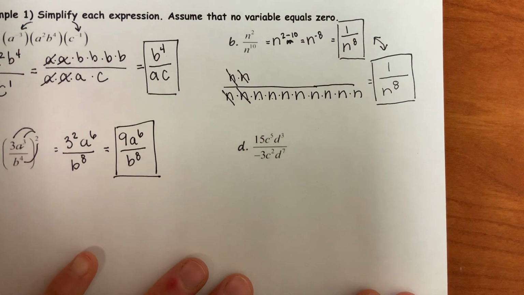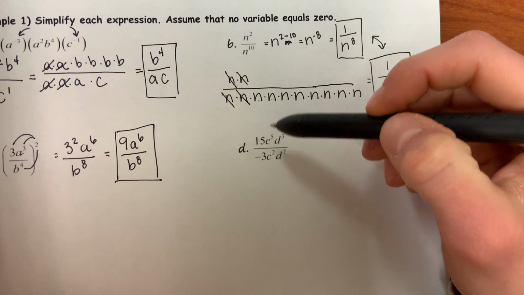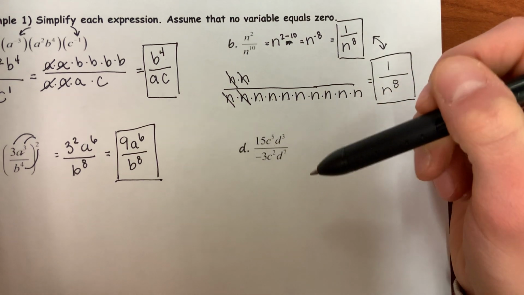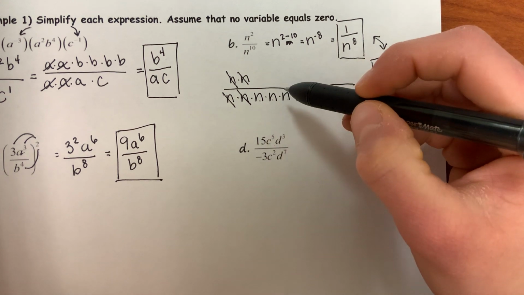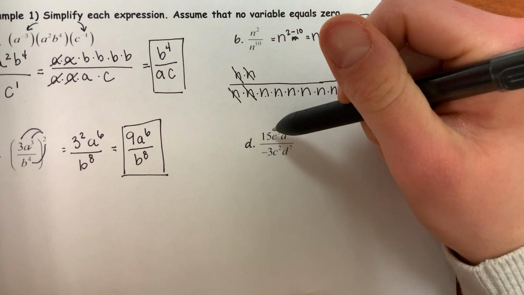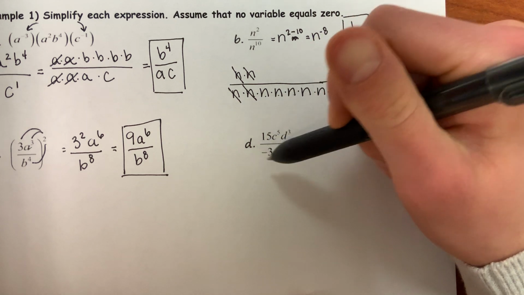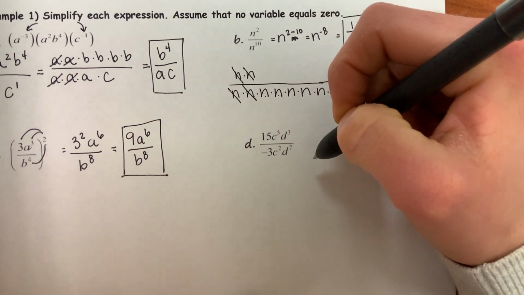Okay, D is super nice, because we can actually cancel some things off here. So I'm going to do this in 2 ways. I'm going to do it unstretched out, like up here, and then I'm going to do it expanded the second time. So the first time I'm just going to do it without expanding it.